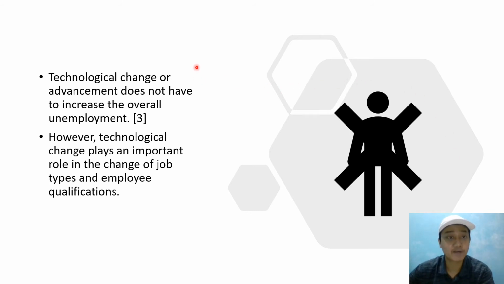Based on the third reference, we found that technological change or advancement does not have to increase the overall unemployment. However, technological change plays an important role in the change of job types and employee qualifications. And in most of the countries where unemployment increased along with the technological advancement, their people or human resources are not ready to keep up with the technological change. Another question, why are the human resources not ready while the technology is already advanced?